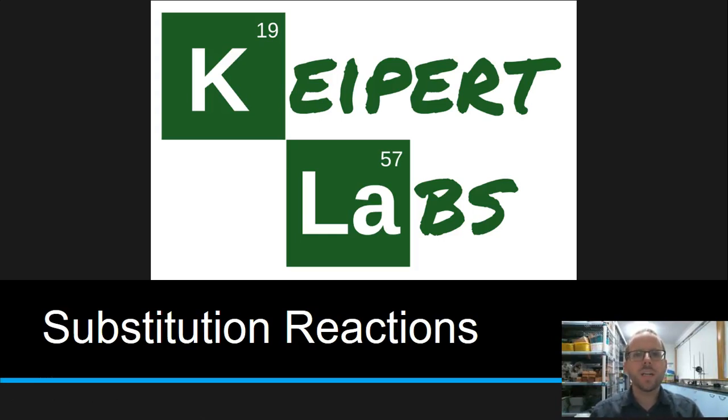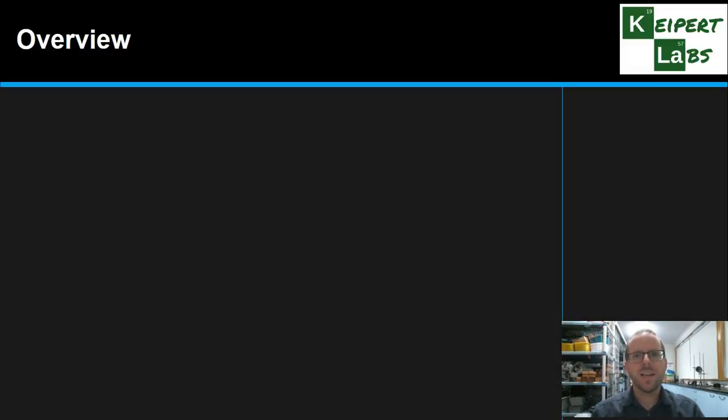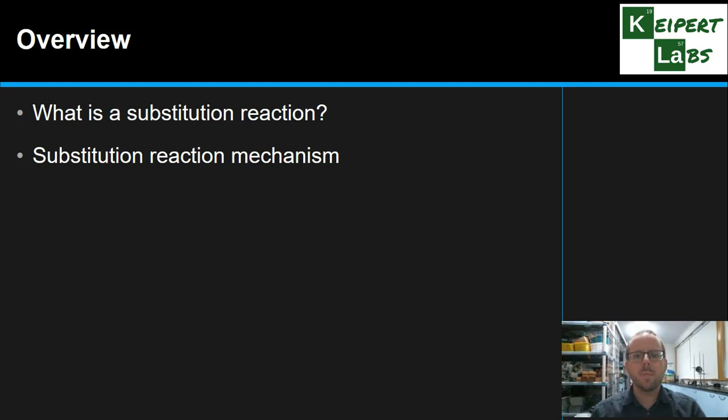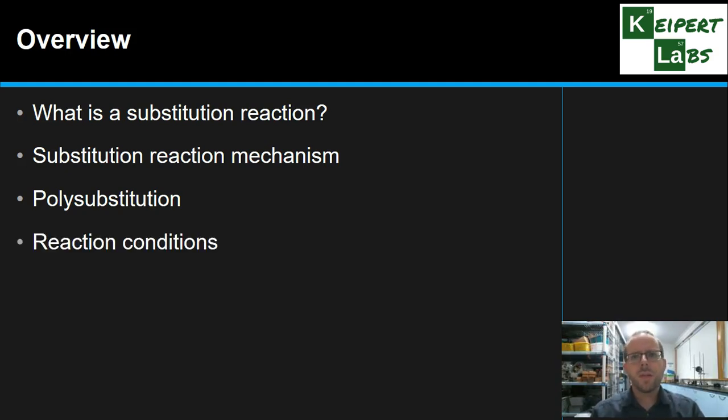In today's video we're going to be talking about substitution reactions. So we're going to start by understanding what we mean by a substitution reaction. We're then going to go step by step through the mechanism of a substitution reaction, what happens and what are the steps involved. We're going to look at a concept called polysubstitution, and then we're going to look at the reaction conditions involved in a substitution reaction.